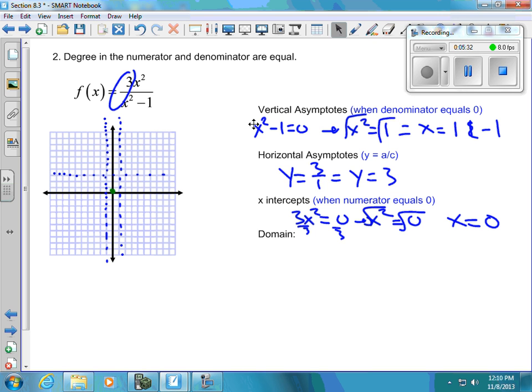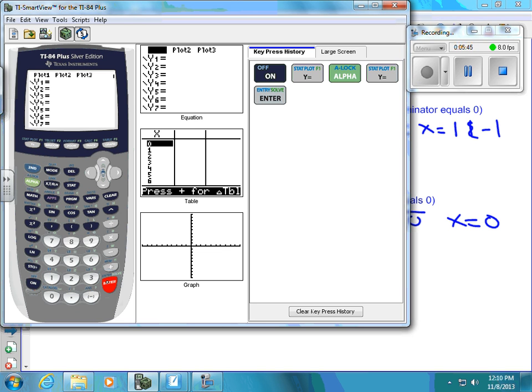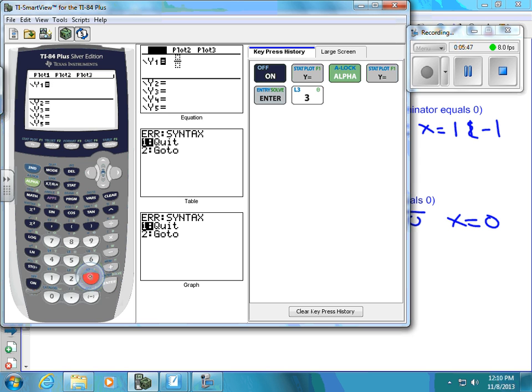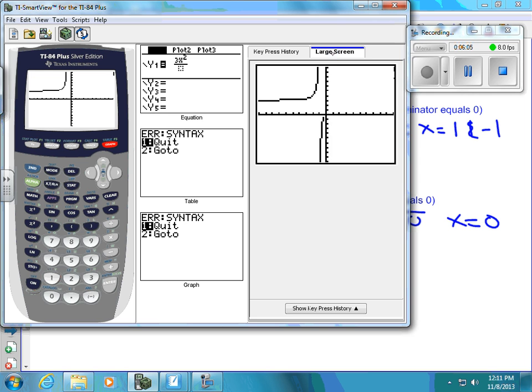Let's actually graph it on our calculator. That might help us with our domain. Helps me anyway. I go to y equals, and I'm going to type in alpha y equals to get my fraction. You can also just put the numerator in parentheses, then divide it by the denominator in separate parentheses. That would work as well. X squared minus 1. So we're going to graph. Let me put it on the large screen here so we can see that.